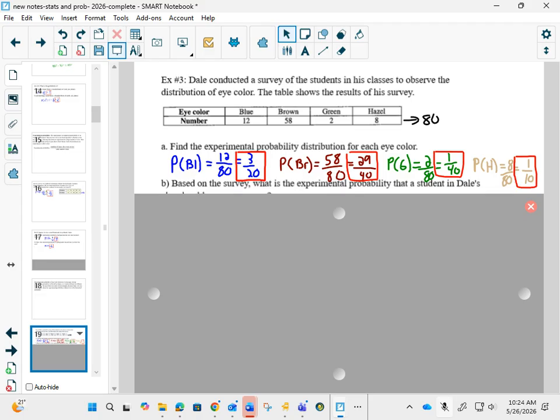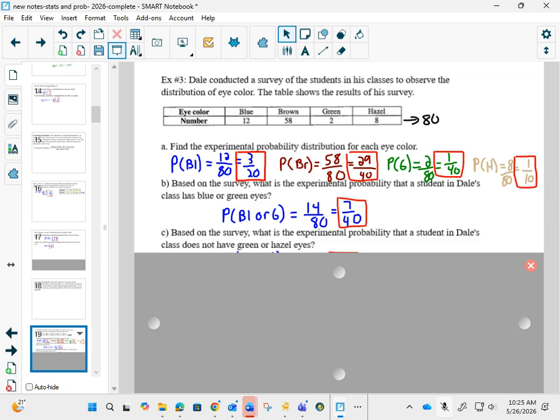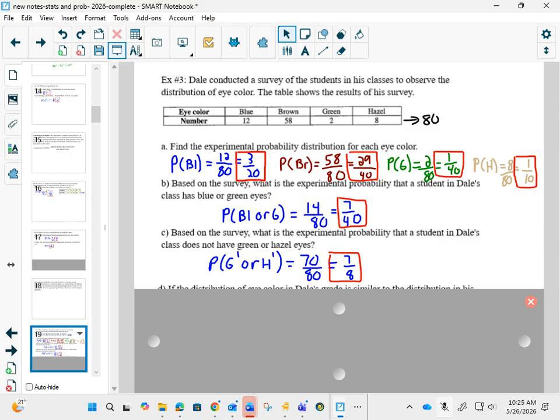So based on the survey, what is the experimental probability that a student in Dale's class has blue or green eyes? How many people have blue or green total? Blue is 12, green is 2, 14. 14 out of the 80 would be the probability, which reduces to 7 out of 40. Next question. Based on the survey, what is the experimental probability that a student in Dale's class does not have green or hazel eyes? Green or hazel was how many people? 10. Not green and not hazel would be the other 70 people.